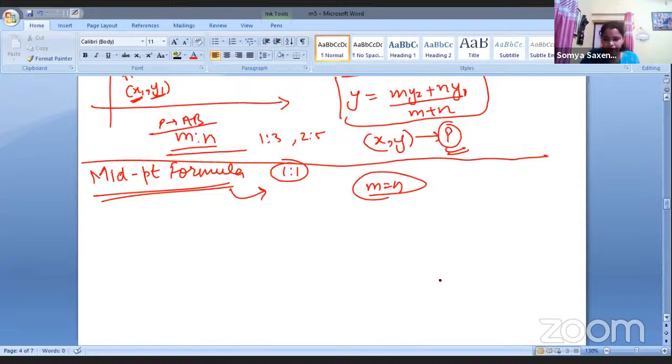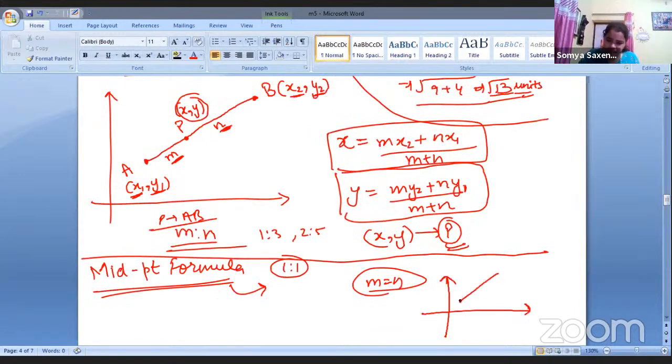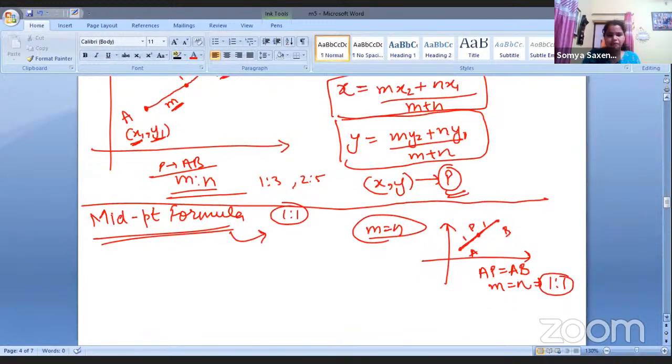if I'm making it like this, and here is a line segment A comma B, if I'm writing here P, if it is 1 ratio 1, it means this distance is equal to this distance, which means AP is equal to PB, which means M is equal to N, the ratio would be equal, which means that we can say 1 ratio 1, simply, right? So here we can say that M ratio N is 1 ratio 1 in the case of the midpoint formula. So this is a specific condition of that general section formula.